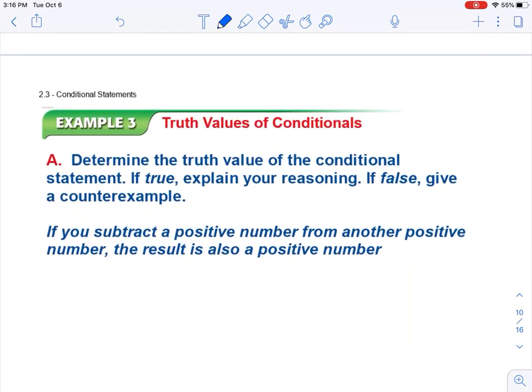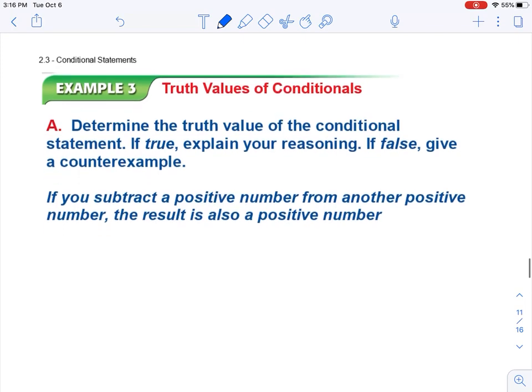So determine the truth value of the conditional statement. If true, explain your reasoning. If false, give a counterexample. So if you subtract a positive number from another positive number, the result is a positive number. Now we only need one counterexample to prove this false, and there is a multitude of counterexamples.